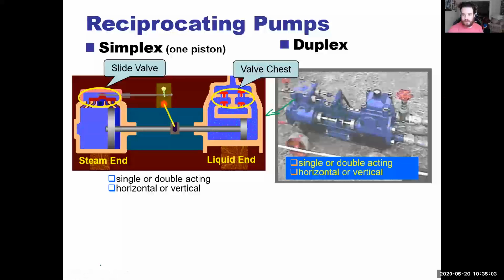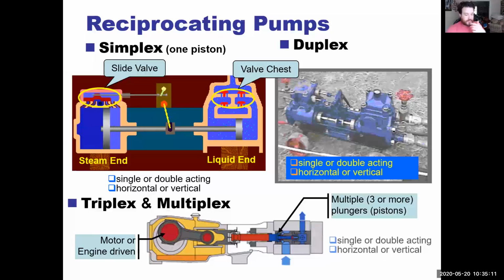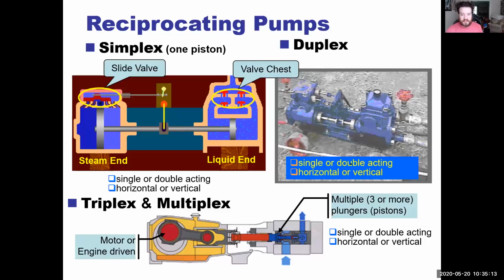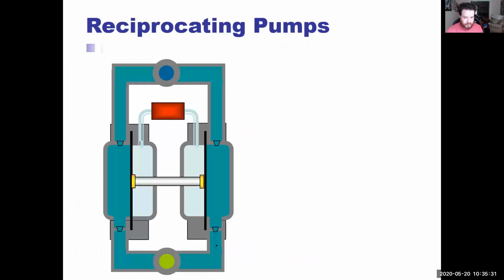Oh, didn't know I could do that. So then we can have all these different versions. This is single or double acting, horizontal or vertical. You can see that these have basically two ends. And then this one's just motor driven. This would be great if you're doing firefighting or stuff like that out in the wilderness.